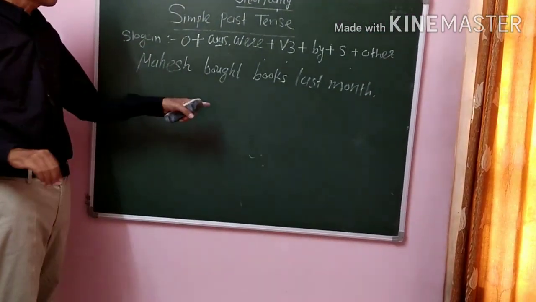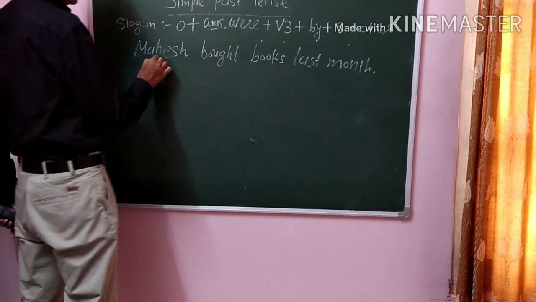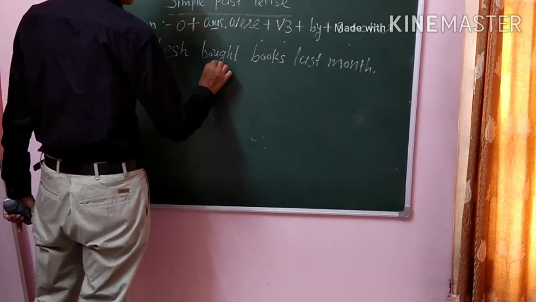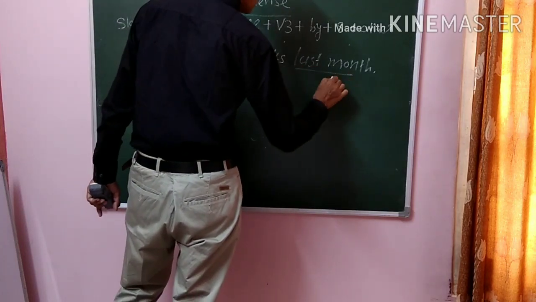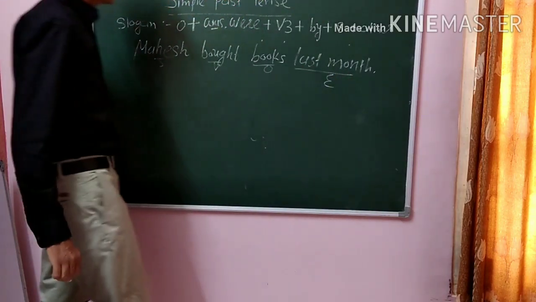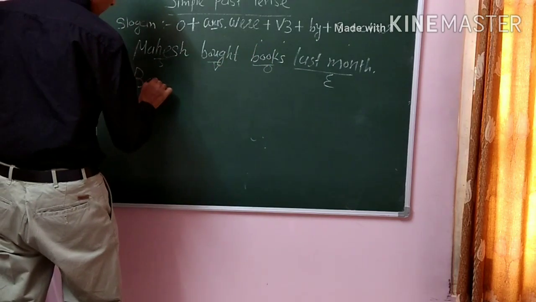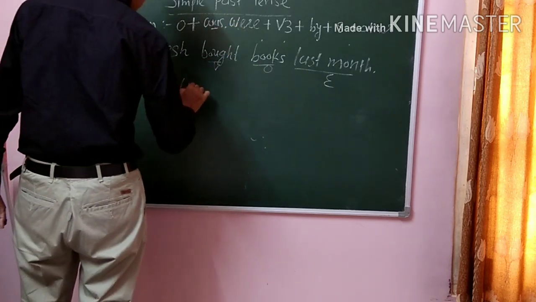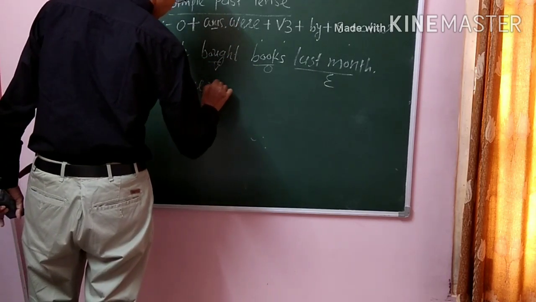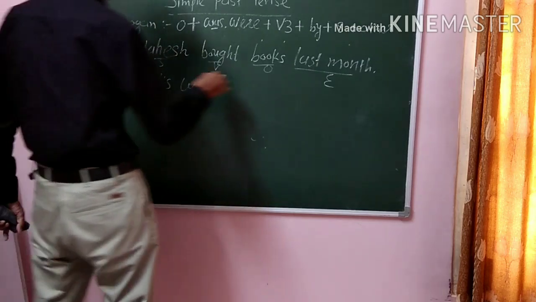Mahesh bought books last month. Subject is Mahesh, verb is bought, books is the object, and last month is the extra word. Books is a plural form. Here we will write were, because books is a plural form. Books were.